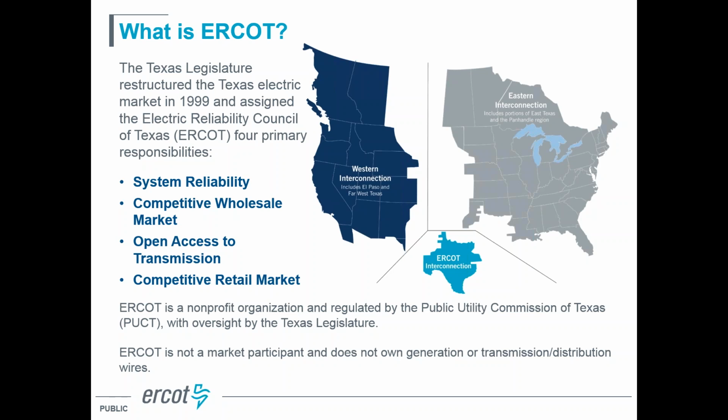ERCOT is a nonprofit, and we are not a government organization. We are overseen, like I said, by the Public Utility Commission, which is a government organization, but we are not a government. And also, we don't own any generation or transmission. We have market participants who own all of the generation and the transmission in the ERCOT system. So ERCOT's role is more of the air traffic controller, making sure, as I said earlier, that the system is running reliably and efficiently.